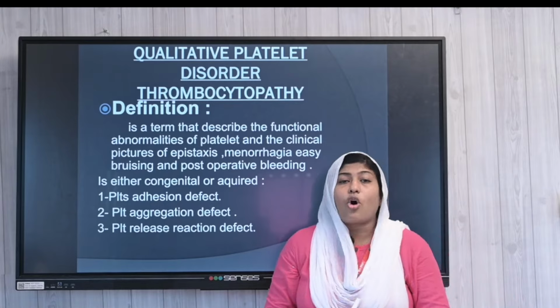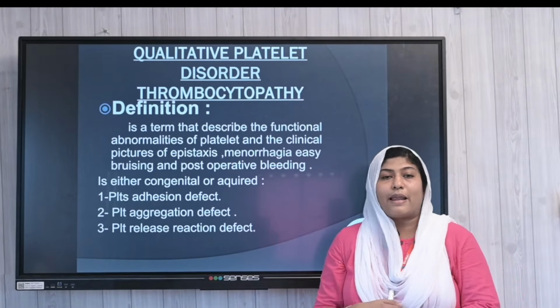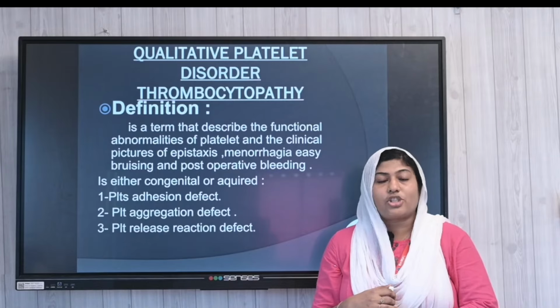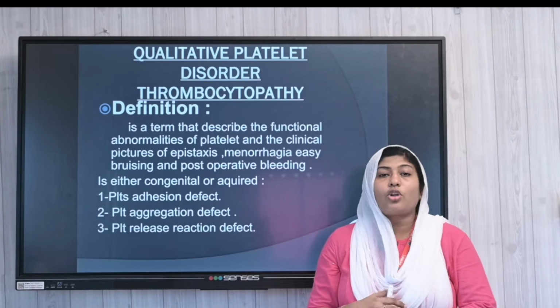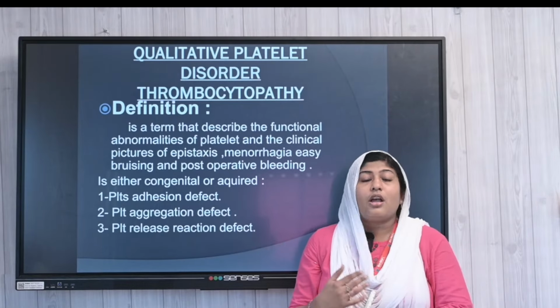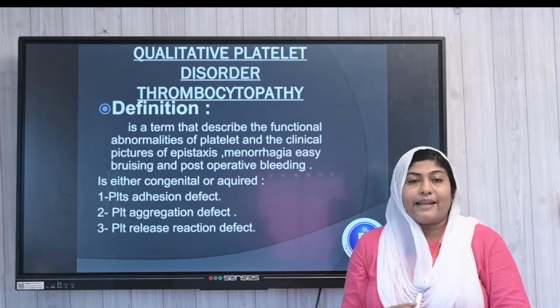You all know about the quantity problem. The quantity problem depends on the platelet count. If the platelet count is high, that is called thrombocytosis, or if it is low, that is called thrombocytopenia. These two are just quantity problems of platelets. But you have to know more about the qualitative problem, or defect in the platelet structure.